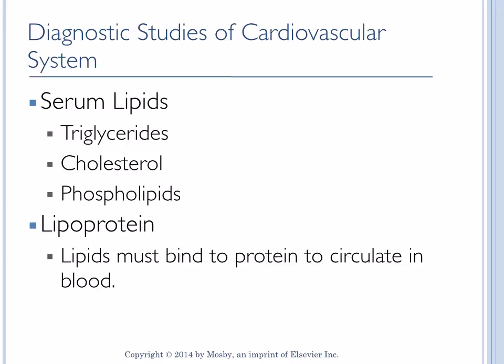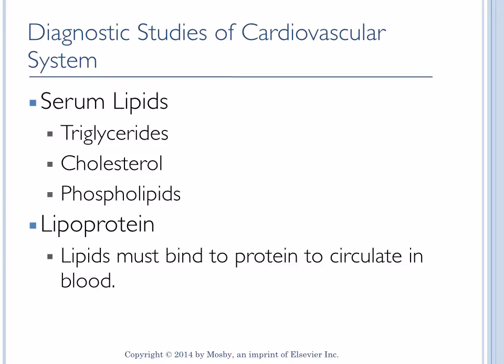Phospholipids contain fatty acids, phosphates, glycerol, and other nitrogenous compounds. Although formed in most of the cells, phospholipids usually enter the circulation as lipoproteins synthesized by the liver. Now, serum lipids circulate in the blood bound to a protein. Thus, they are often referred to as lipoproteins.